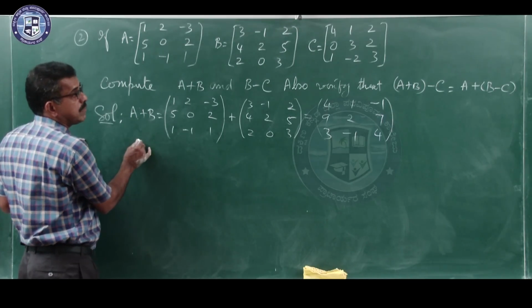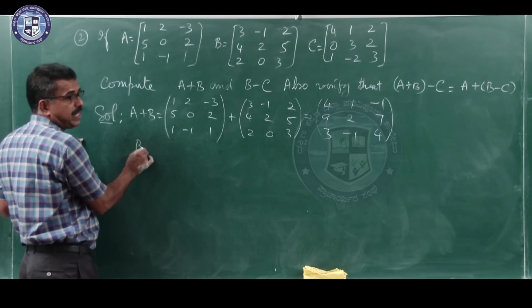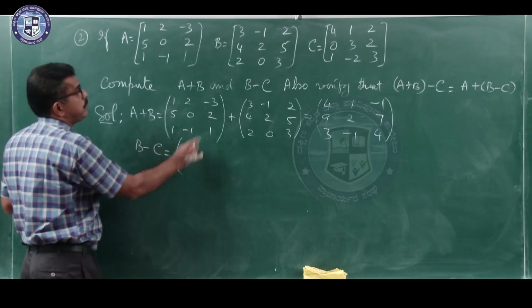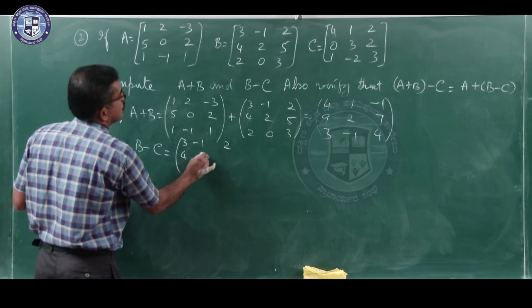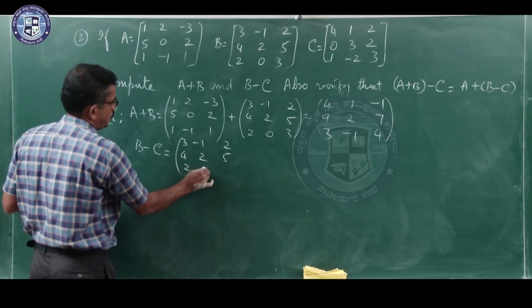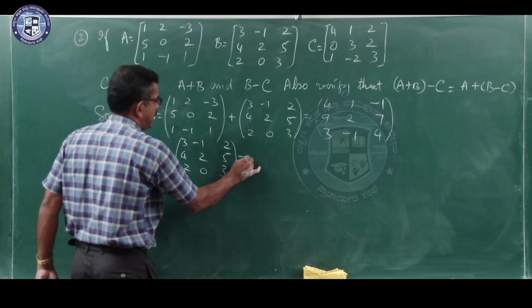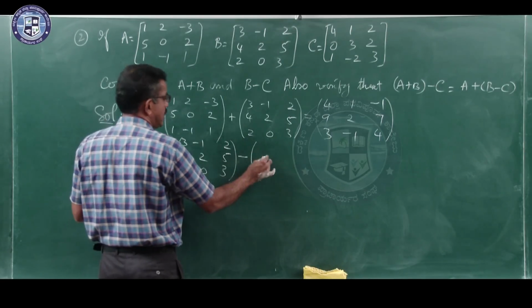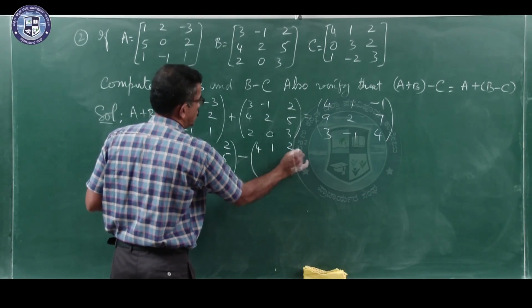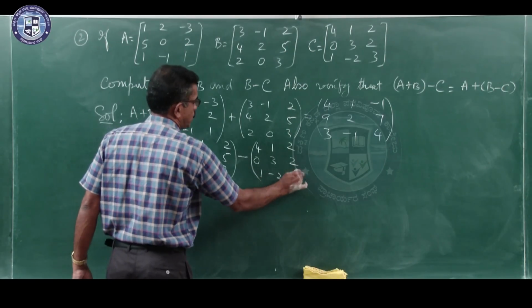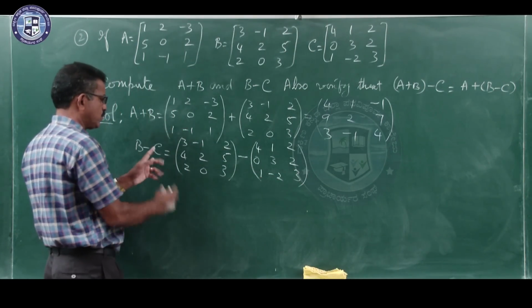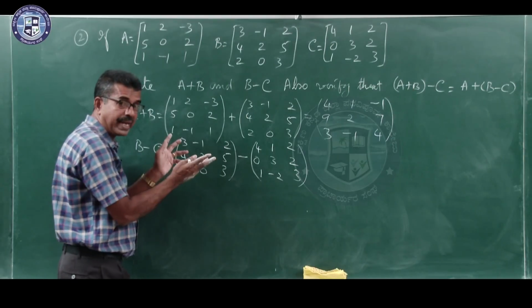Second question which has been asked is find B minus C. What is B first? First, let me write B here. 3 minus 1, 2, 4, 2, 5, 2, 0, 3. Minus, what is C? C is nothing but 4, 1, 2, 0, 3, 1, minus 2, 3. Now, just observe here. What is B minus C means?